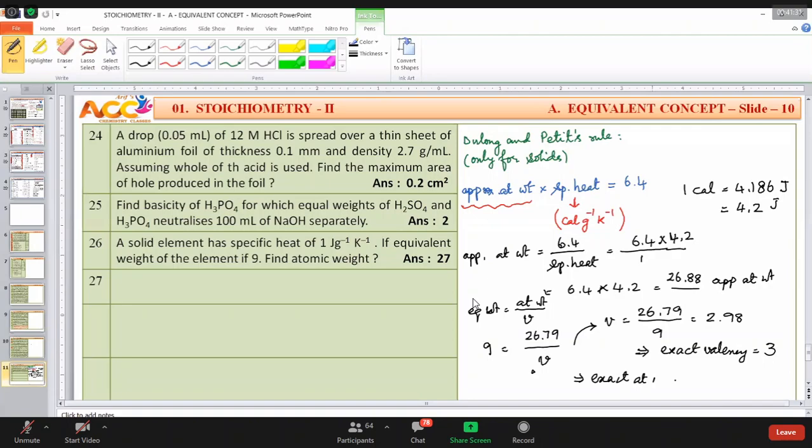This implies exact atomic weight is equal to equivalent weight into valency. What is the equivalent weight? 9, right? Into 3. What is the answer? 27. This is called the exact atomic weight. This is called the approximate atomic weight.